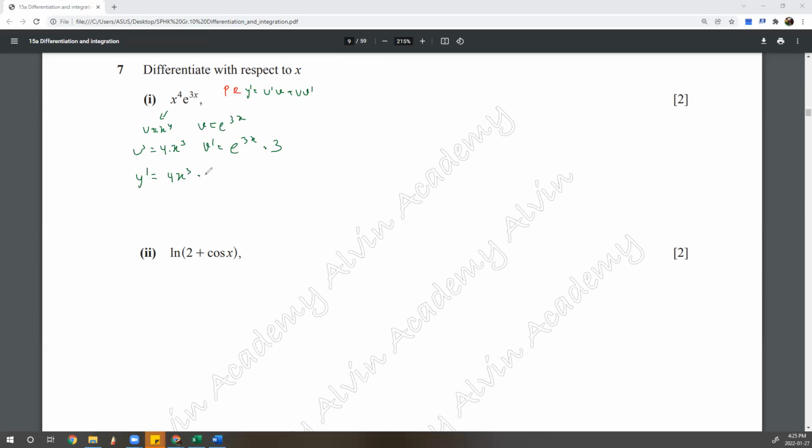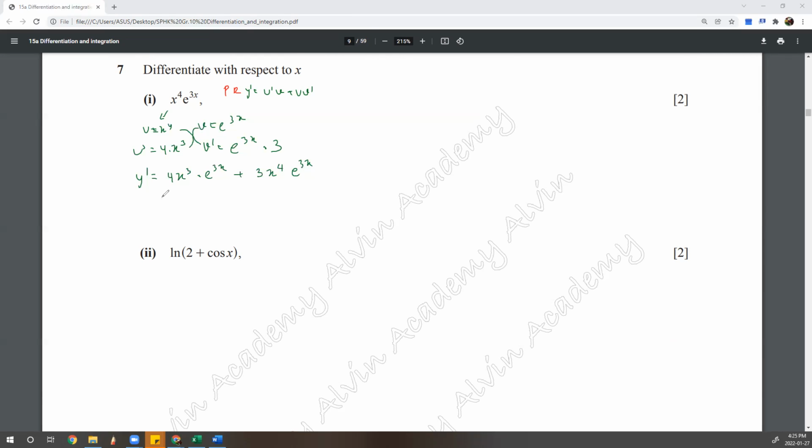So 4x cubed times e power 3x plus 3x power 4 times e power 3x. I just keep the x in front and the e on the last part. You can just switch like that, as easy as that, because it is multiplication.